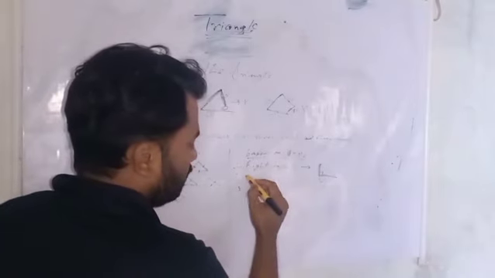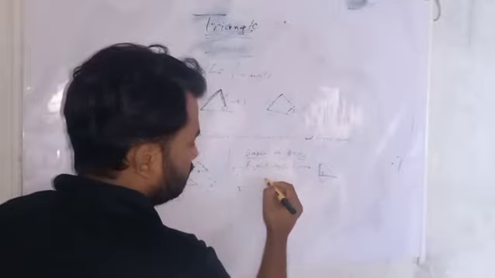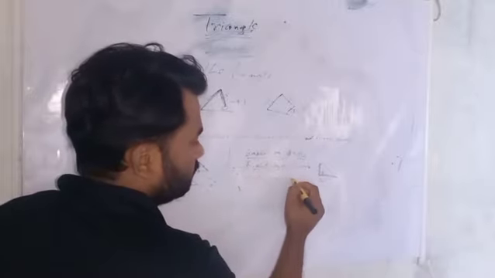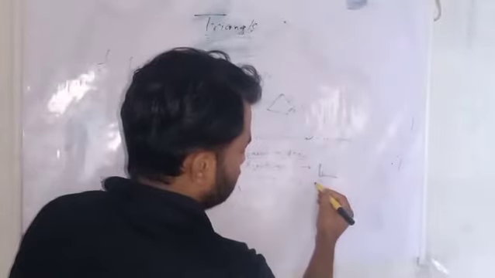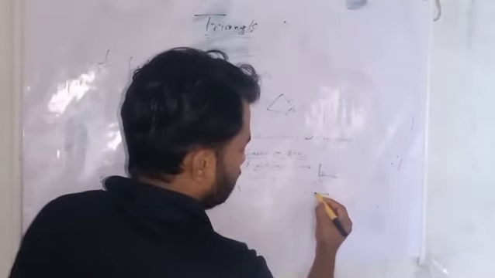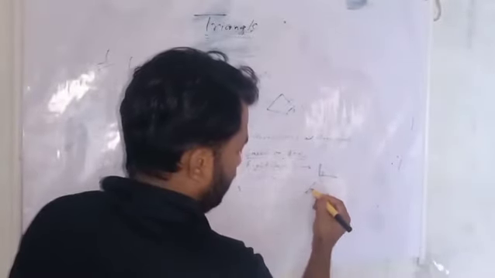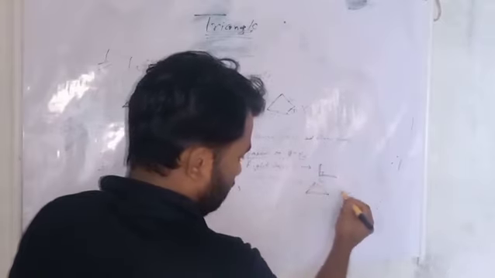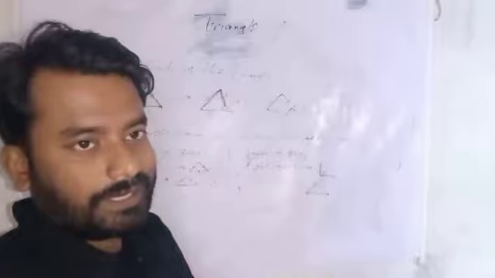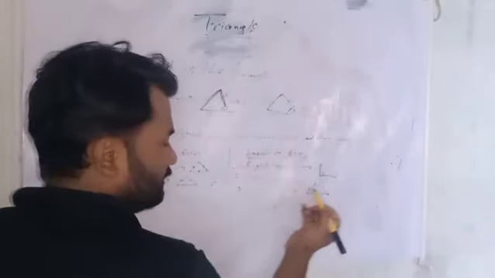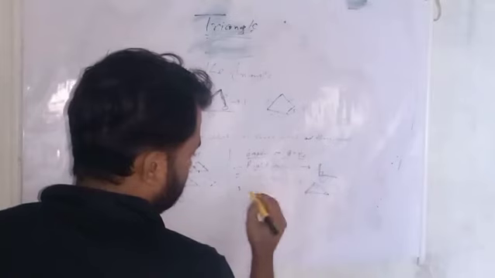Next is the acute angle triangle. In this triangle, all angles of the triangle are less than 90 degrees. In which triangle all angles of that triangle are less than 90 degrees, I can say that triangle is an acute angle triangle.